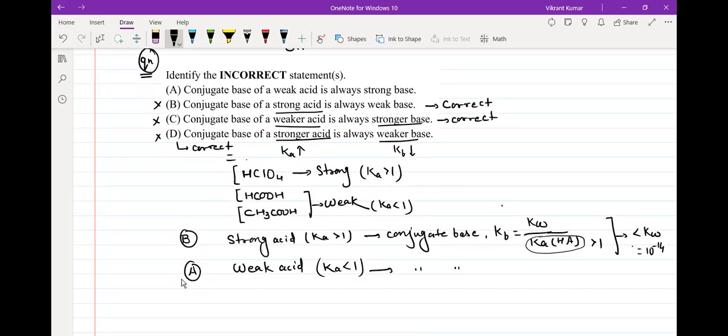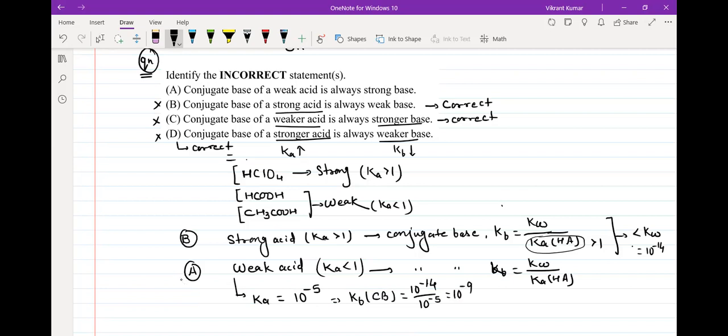So the Kb of the conjugate base will again be Kw upon K of the acid. I am giving one example: Ka is equal to 10⁻⁵, weak. Now tell me the Kb of the conjugate base. I'm writing Cb, that means conjugate base. 10⁻¹⁴ by 10⁻⁵, that is 10⁻⁹. It's weak because it is less than 1.